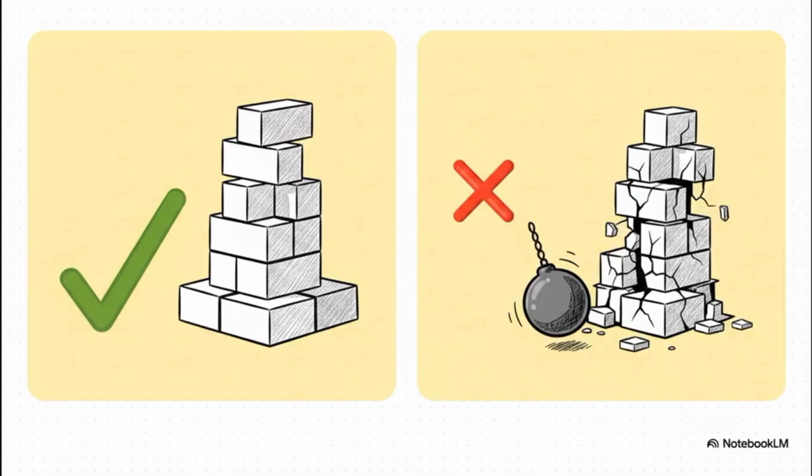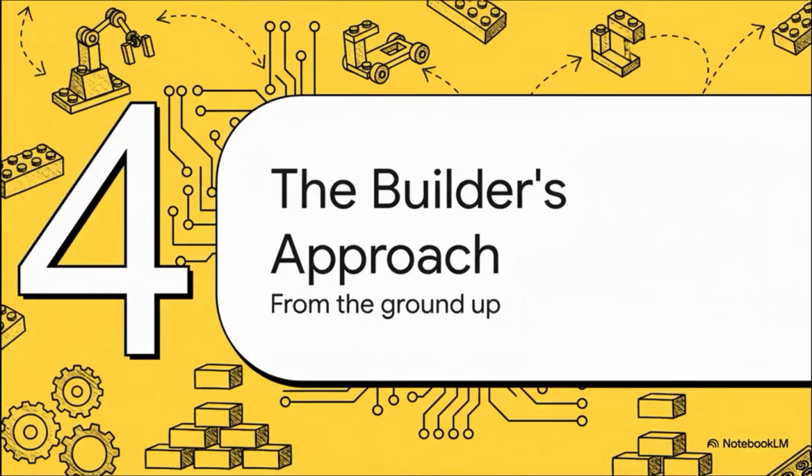But the downside is how rigid it is. You have to do a ton of planning up front. And what happens if you're halfway through and you realize your main blueprint is flawed? Yeah, you might have to tear the whole thing down and start all over again. Okay, so now let's flip that whole idea completely on its head and look at the builder's approach.